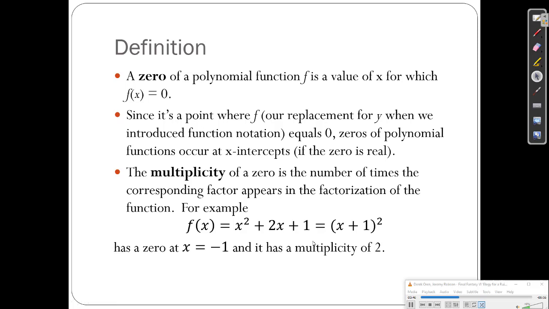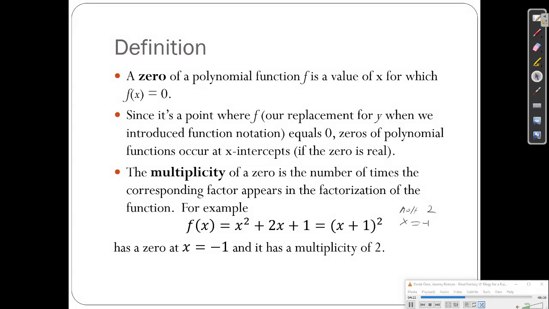If you look at this polynomial function, x squared plus 2x plus 1, it's a quadratic function, which we looked at in previous chapters, but a quadratic is just a second-degree polynomial function. This factors to (x plus 1) squared, so this has a 0 at x equals negative 1. And notice the factor has a power of 2. That means the multiplicity of this 0 is 2. Why is that important at all? Well, it actually affects the graph some.